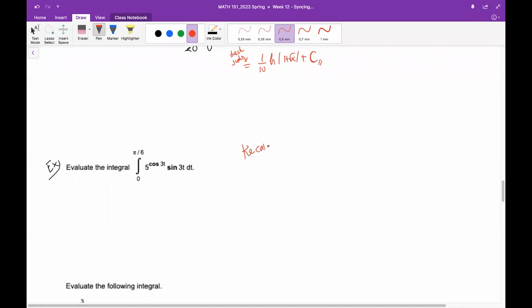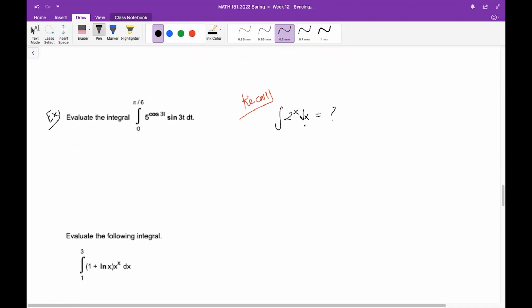Let's recall something. How do you take the integral of such forms? Integral of 2 to the power x dx. What is it? To understand the result here, we can get help from this derivation rule because we need to find out some function whose derivative is 2 to the power x, right? So let's remember also this rule. Remember that 2 to the power x is differentiated like that.